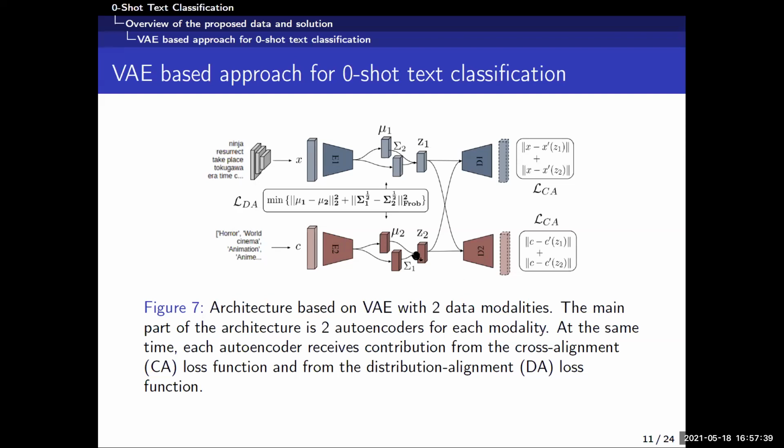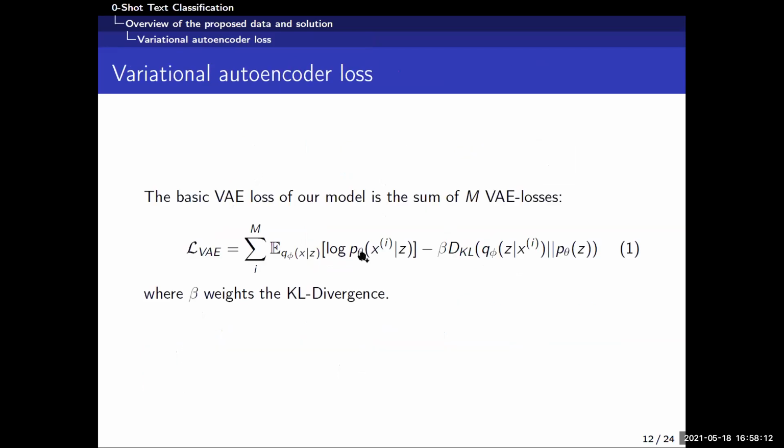And here you can see three main parts. We will use three main loss functions. The first loss function is devoted to autoencoders, which is needed for the autoencoder to train. The second one is cross-alignment loss, which is depicted here. You can see these arrows, and this loss function allows us to build a shared space. And distribution alignment loss allows us to build a consistent feature space. So let's consider all these loss functions in a bit more detail.